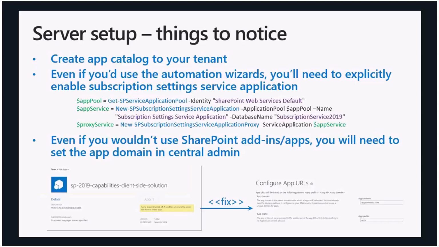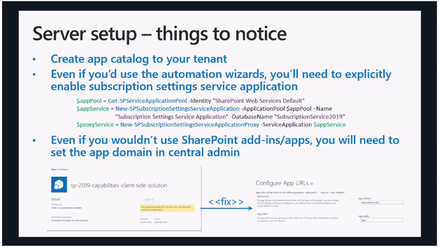But after that, you still need to enable the site subscription settings service that is not created by default, and this is required for the add-in infrastructure, because the add-in infrastructure again is required for SharePoint Framework to work. So we need to first create an app catalog, then we need to create the subscription settings service in the farm, and then we need to set the app URL either using PowerShell or using the UI. And I just added that as an image on the slide as well. So if you're running into this, hey, I can't install my SharePoint Framework solution, double check that you have the subscription settings service application created and you have the app URL enabled in the farm.